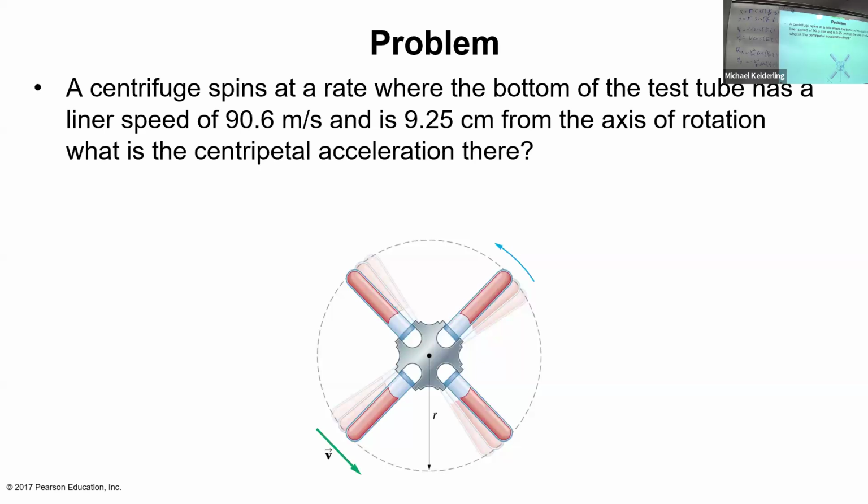Here we have a centrifuge that spins at a rate where the bottom of the test tube has a linear speed of 90.6 meters per second and is 9.25 centimeters from the axis of rotation. What is the centripetal acceleration here? So we know the velocity, it's 90.6 meters per second. We know the radius, it's 9.25 centimeters. We want to find the centripetal acceleration. So centripetal acceleration is just speed squared over radius.